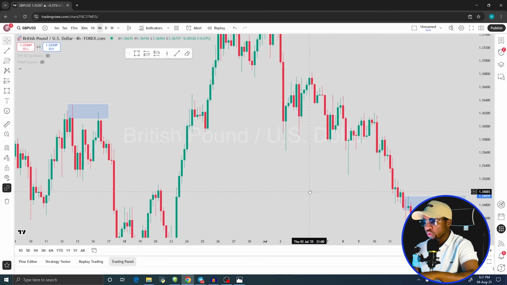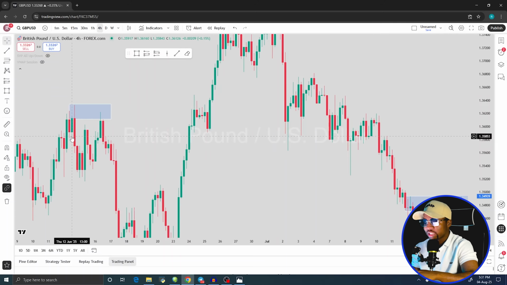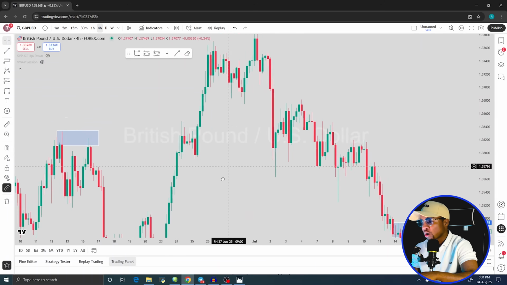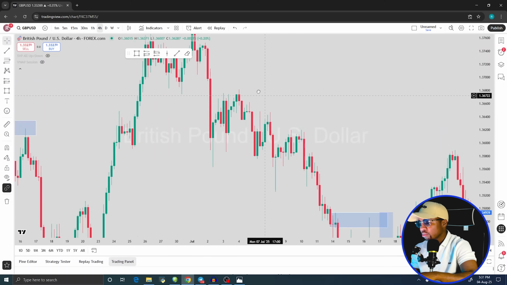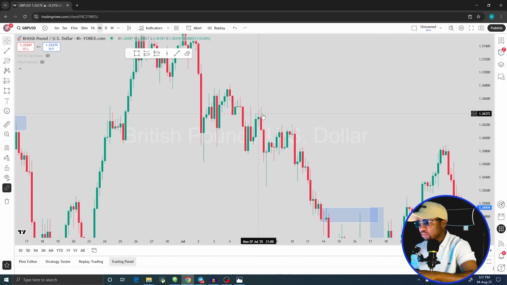And then also, if we have this right here, it's also our order block, because it's the last bullish candle before price went down. And also maybe this one, it's the last bullish candle before price went down. Even this one, last bullish candle before price.